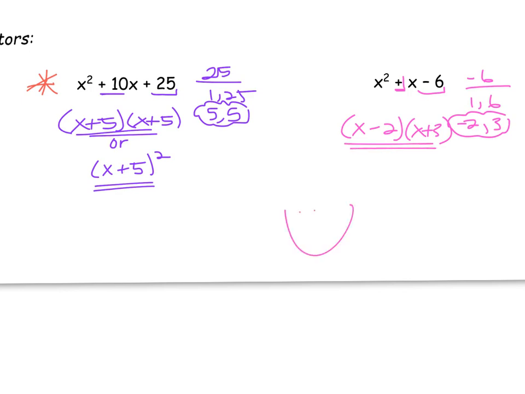That'll be good for today. Tomorrow, like I said, we'll finish the notes for the factoring on the back.